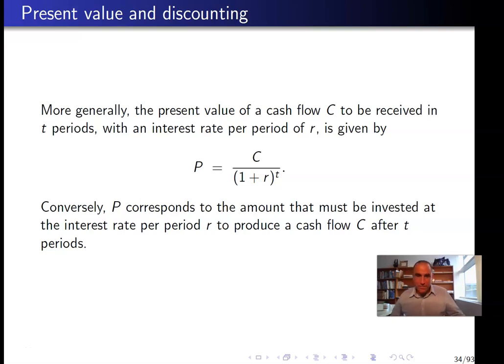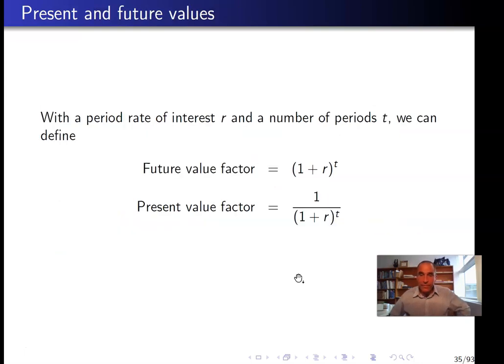Okay, the time value of money, part 2. So we have just seen the present value equation: C divided by (1 plus R) to the power T. Now we may refer to these terms as follows. The future value factor is (1 plus R) to the power T, the compounding factor. And the present value factor, which is the discounting factor, is 1 divided by (1 plus R) to the power T. Good.